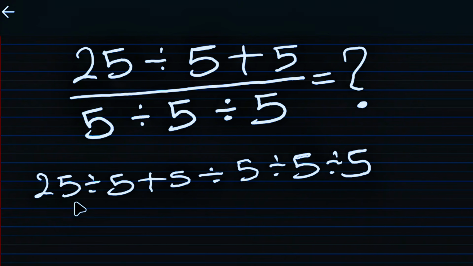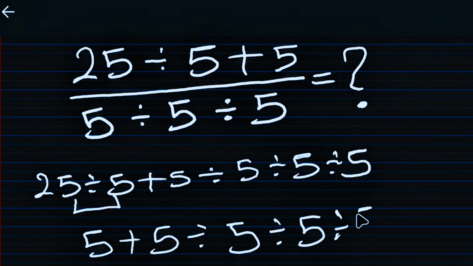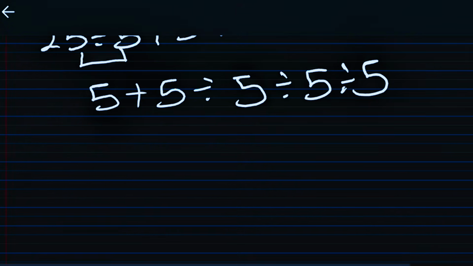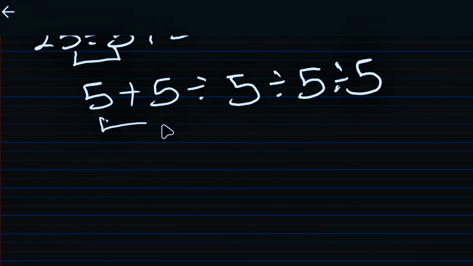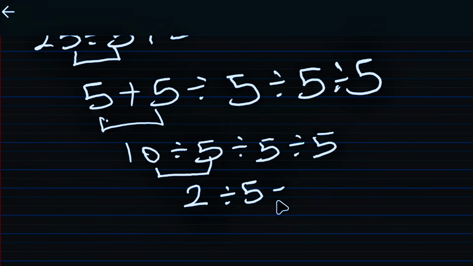And from here, they divided 25 by 5, and they got 5 plus 5, divide by 5, divide by 5, then divide by 5. Okay, so from here, they added these two together. 5 plus 5 equals 10, divide by 5, divide by 5, and divide by 5. Now from this place, they divided this 10 by 5, and they got 2, divide by 5, then divide by 5.